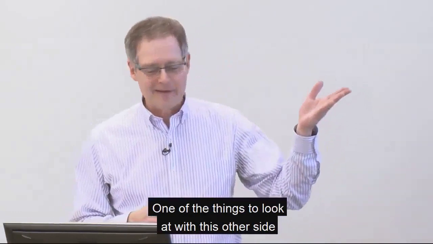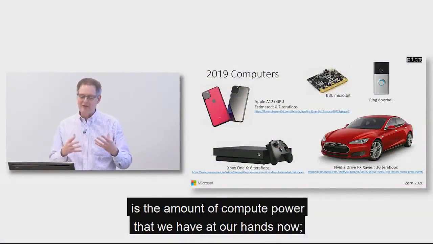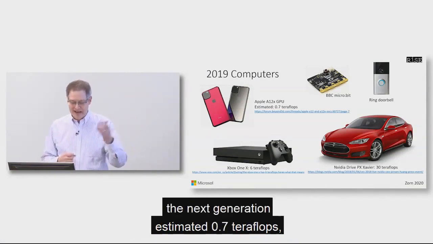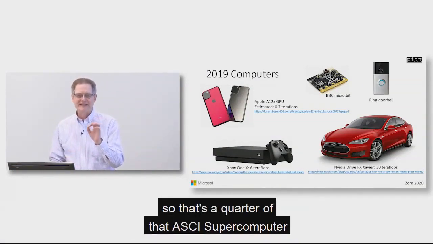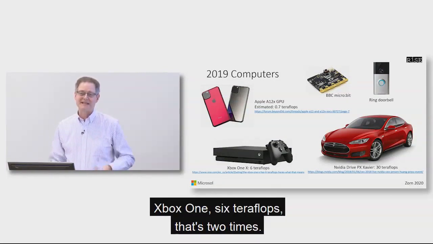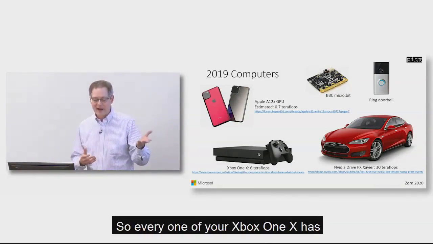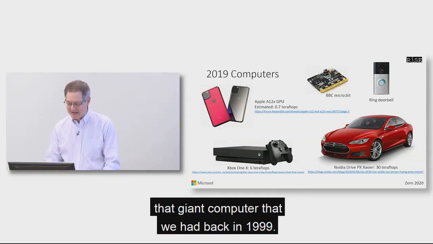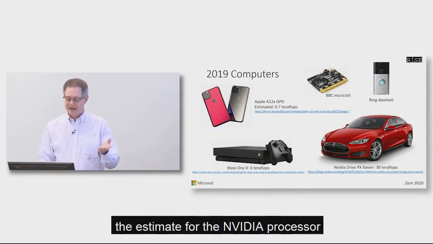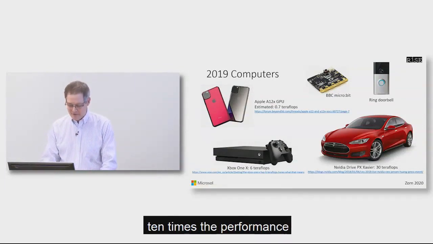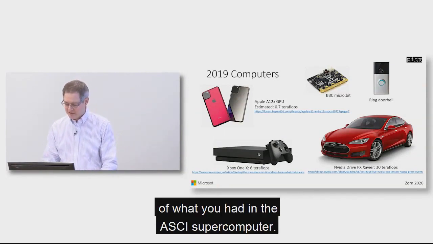One of the things to look at with this slide is the amount of compute power that we have at our hands now. Things like your Apple iPhone, the next generation, estimated at 0.7 teraflops. So that's a quarter of that ASCII supercomputer we talked about in 1999. The Xbox One X, 6 teraflops. That's 2 times. So every one of your Xbox One X has twice as much compute power as that giant computer that we had back in 1999. And amazingly, even your car, the estimate for the NVIDIA processor in the current generation of cars is 30 teraflops, 10 times the performance of what you had in the ASCII supercomputer.